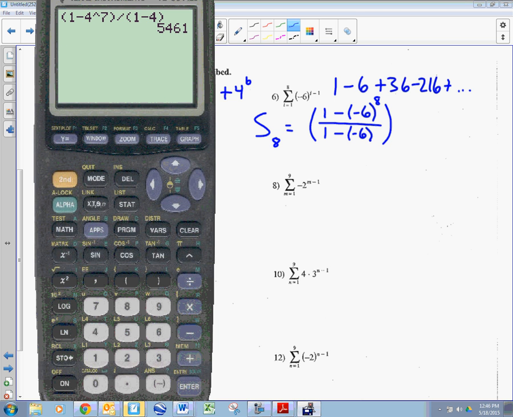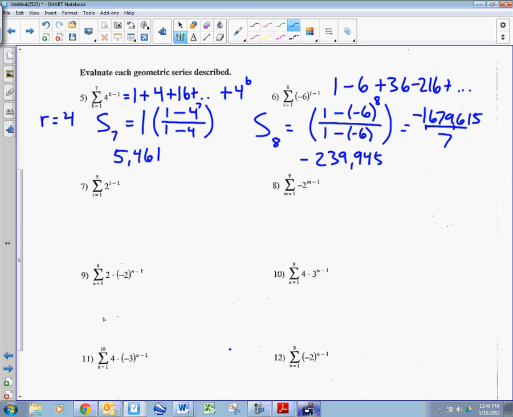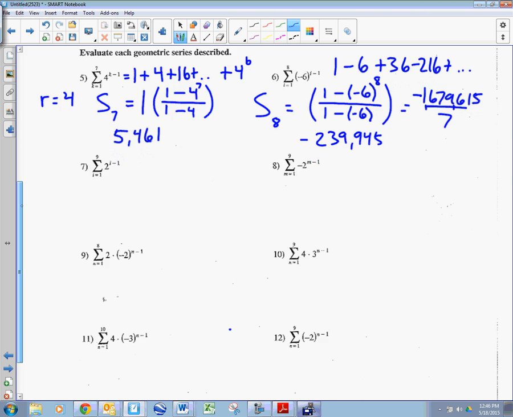So you can tell that the bottom is going to be 1 plus 6. So I get 7 on the bottom. On the top, 1 minus parentheses, negative 6 to the 8th. Negative 6 to the 8th, is that going to be positive or negative? It's going to be positive. And then the 1 minus will make it negative. So you get that divided by 7 is negative 239,945. Got that? Yes or no? Okay, let's try two more on this front page.